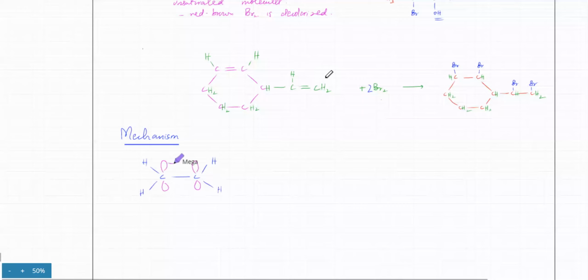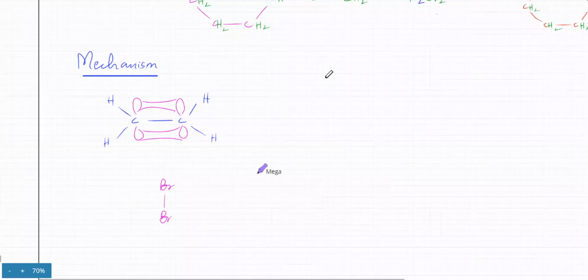There's a double bond in the middle. So there's a double bond in the middle with electrons. This is the electron-rich center. If a bromine molecule comes sufficiently close to this and it collides with it, what's going to happen is, you can focus on the reaction mechanism.